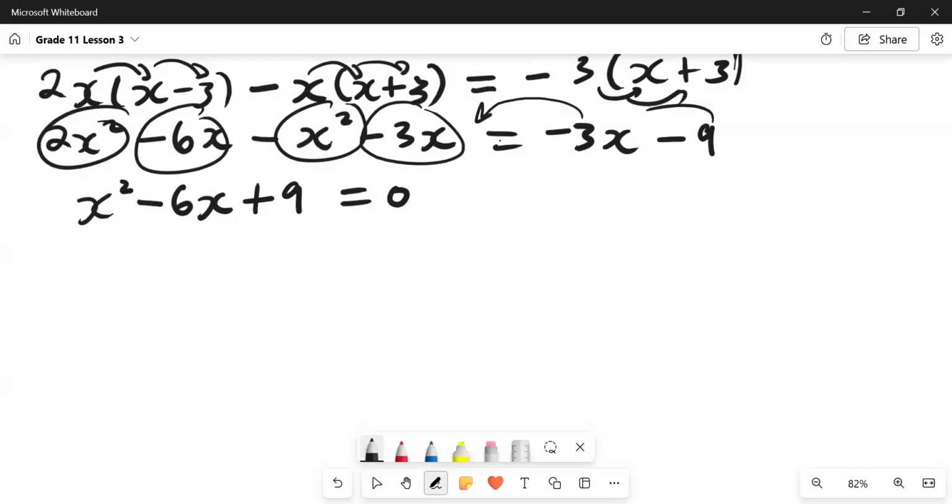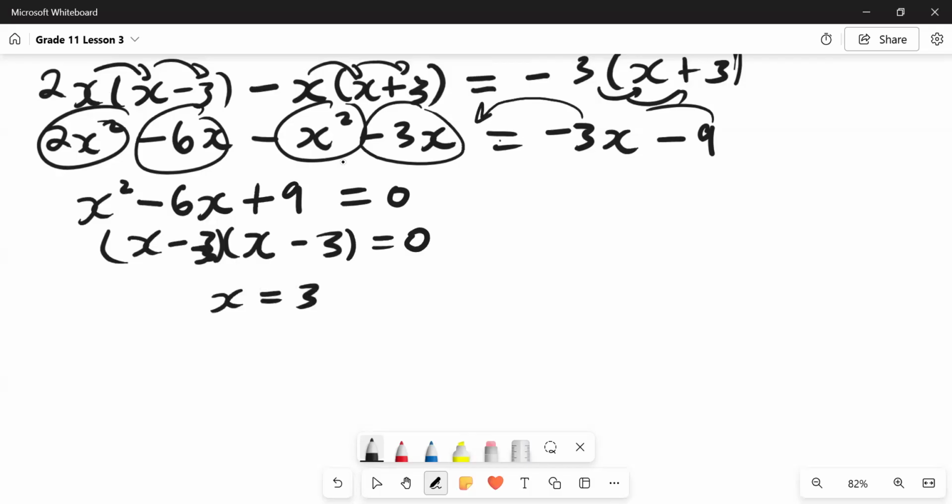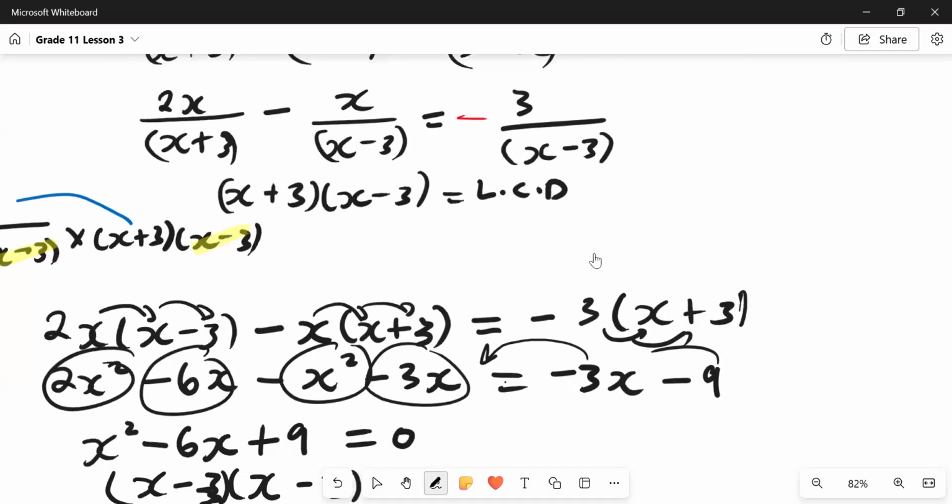Now factorize. We're looking for factors of 9 that, when we add them, give us 6. That's simply 3 and 3, right? 3 and 3, minus and minus. So your x is equal to 3. But according to the restriction, x is not equal to 3. Why are we saying that? Because of the denominator there.